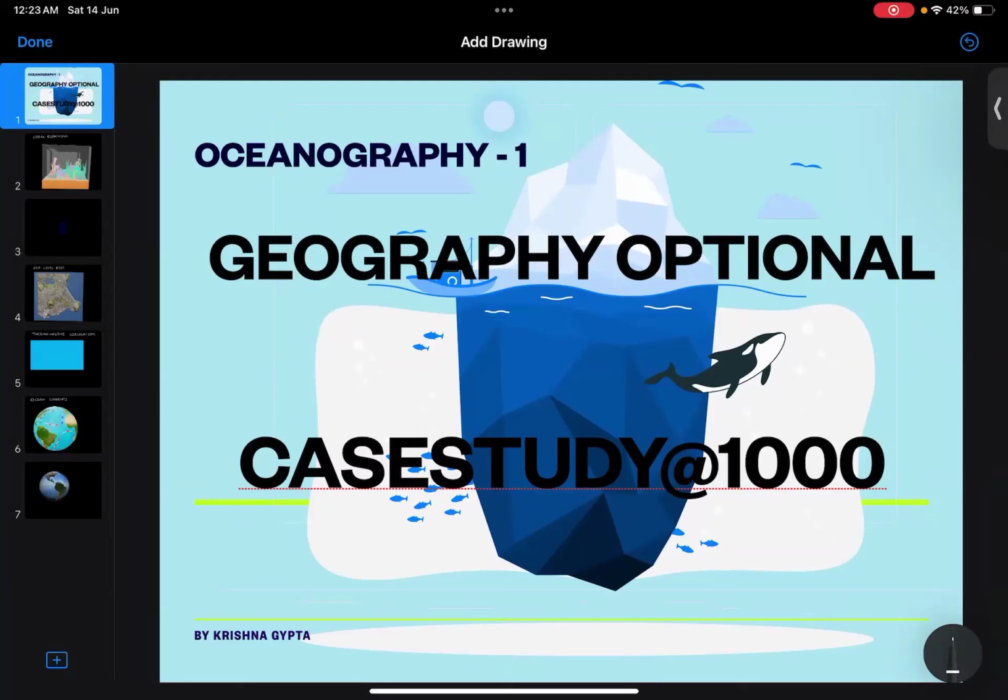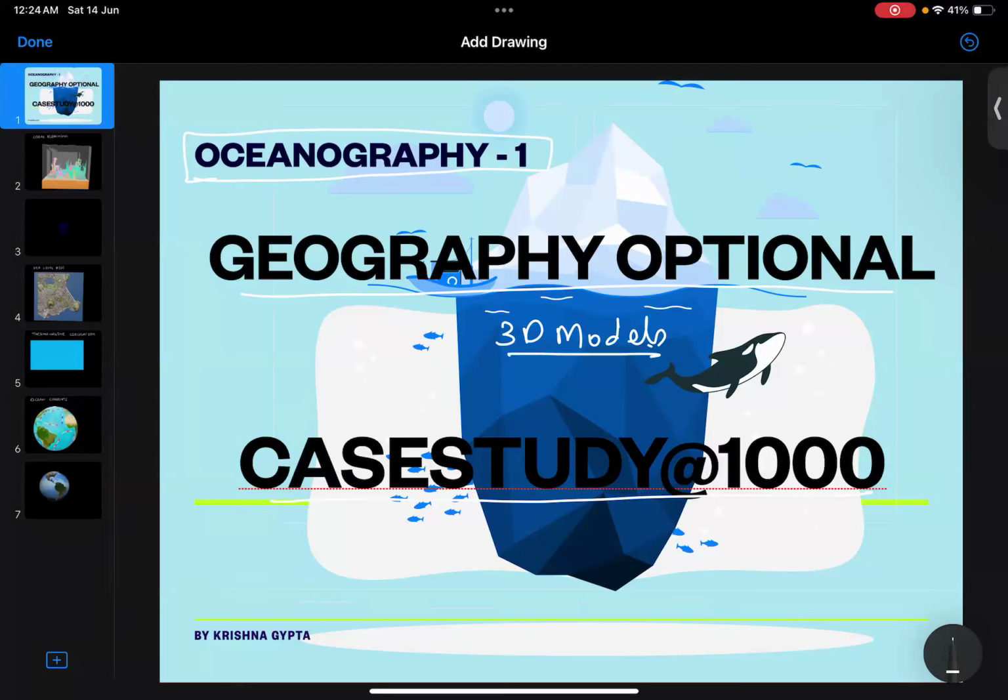I'm Krishna Gupta. This is a session on geography optional, that is case studies at the rate 1000. This session is specifically on Oceanography 1. The sessions have been specially designed, taking into account the requirements of students with respect to understanding of concepts with 3D models. So we are using 3D models for the understanding of concepts and topics and applying them in recent case studies.